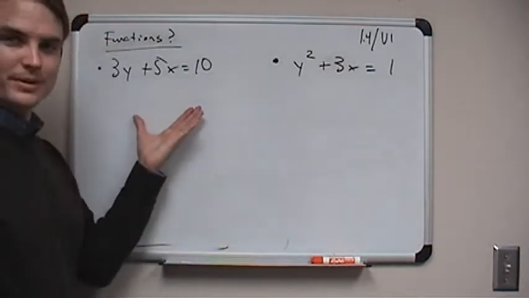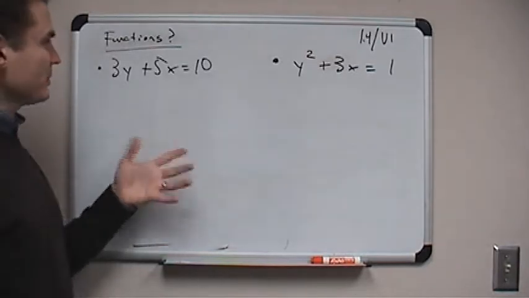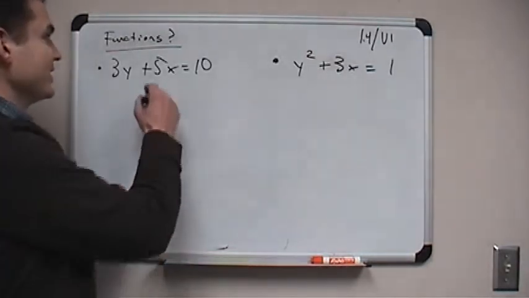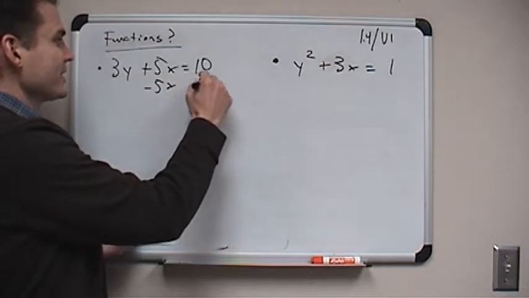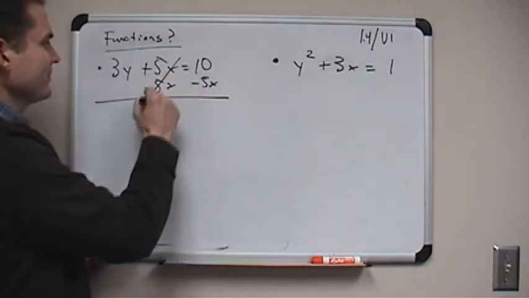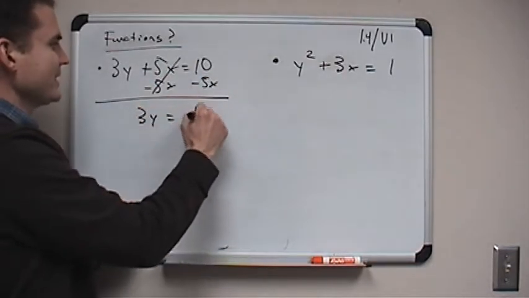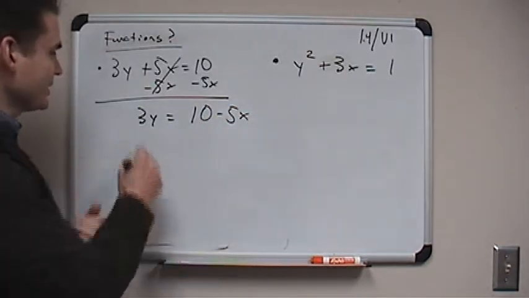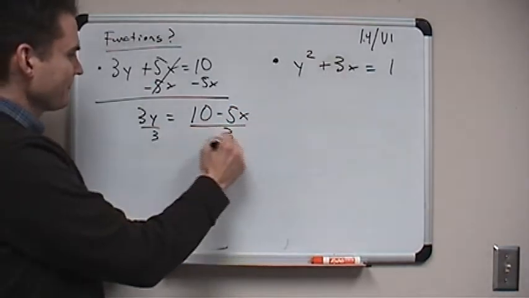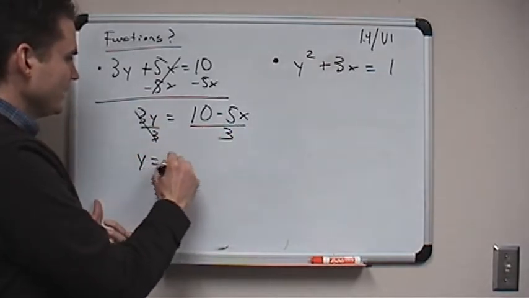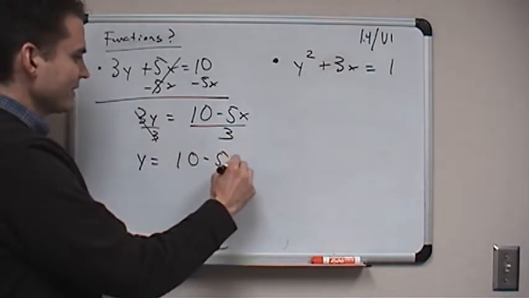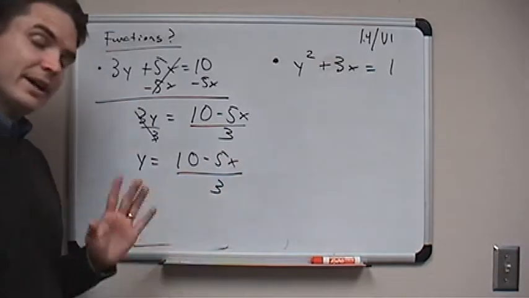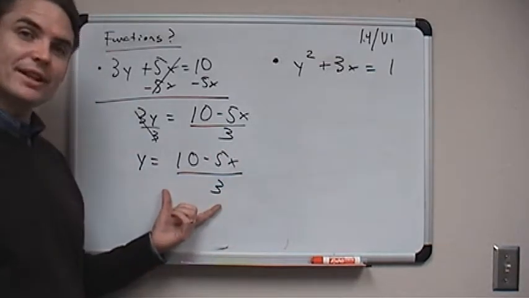Okay, so let's look at this one. If I try to solve this for y, you can probably guess what I need to do. I just need to move the 5x over to the other side, and get 3y equals 10 minus 5x. And then to get y by itself, I just need to divide both sides by 3. And I get y equals (10 minus 5x) over 3. Now based on that I can see that this definitely is a function.